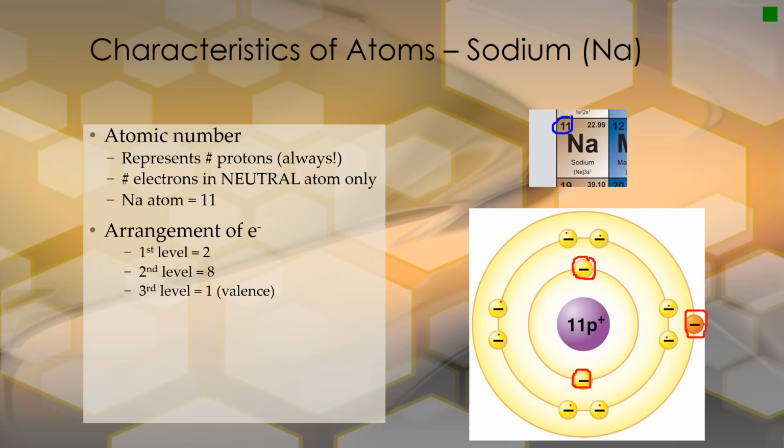Another number on the periodic table that's of importance is the atomic mass. Atomic mass is shown up here in this periodic table on the upper right, and I just about crossed it out. It says 22.99. That's not a whole number, okay?